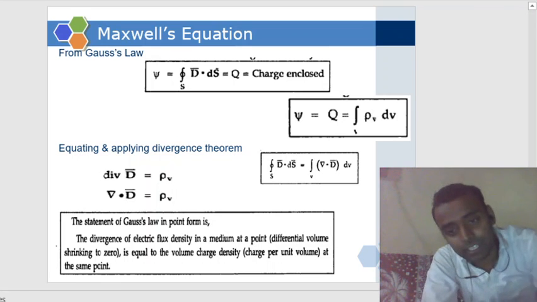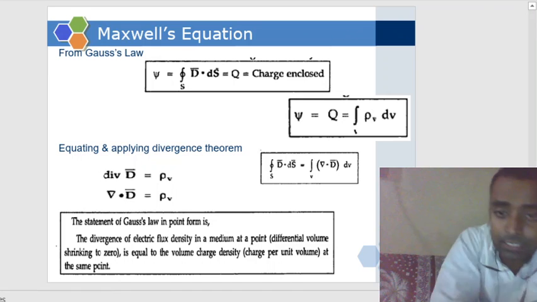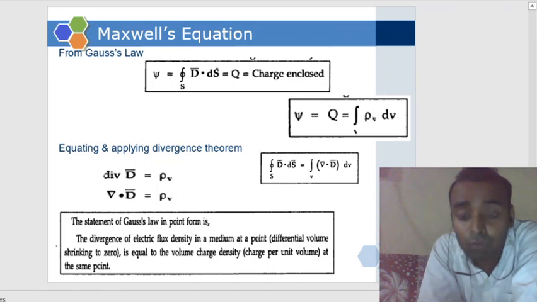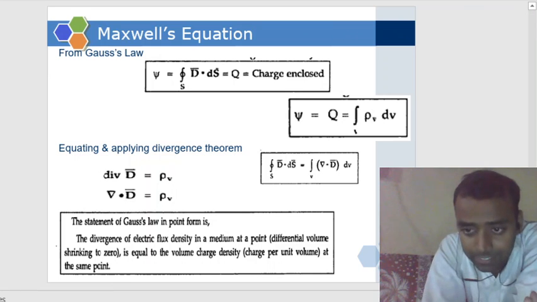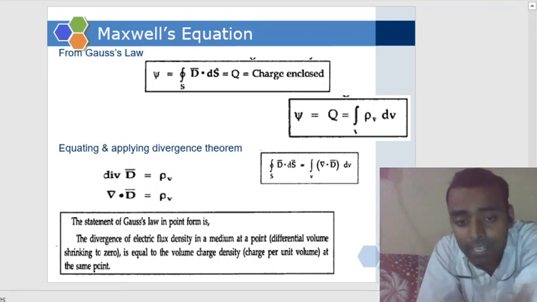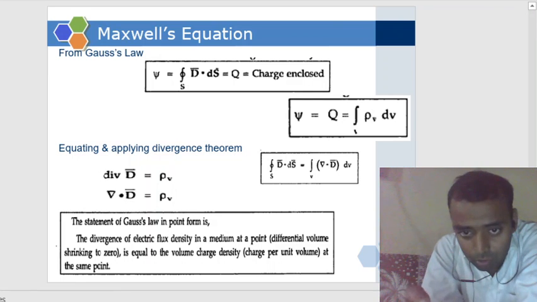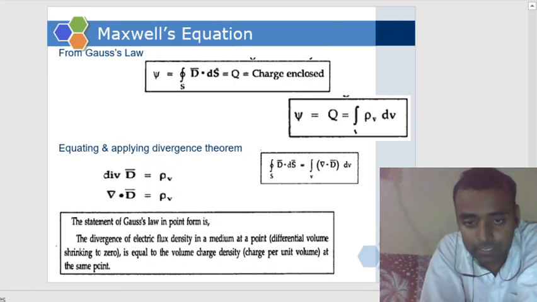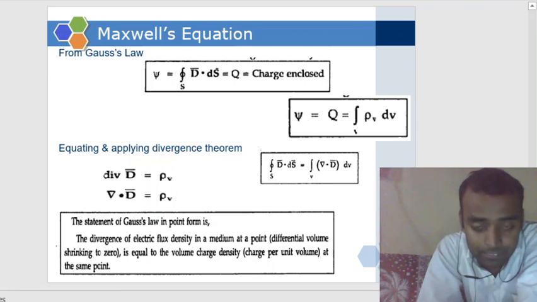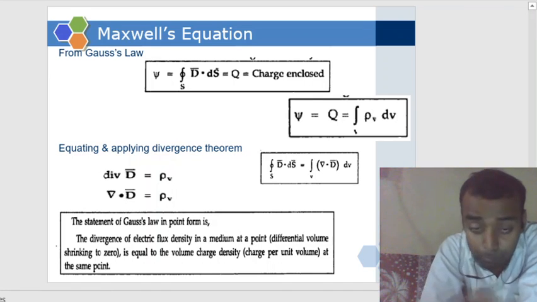This is what we will get. The surface integral of D dot dS is equal to the volume integral of rho v dv, isn't it? Okay, now apply the divergence theorem. Unless you do it on paper, it will be difficult to understand. Just how we are deriving Maxwell's equation from Gauss law, you have to do it in your paper.